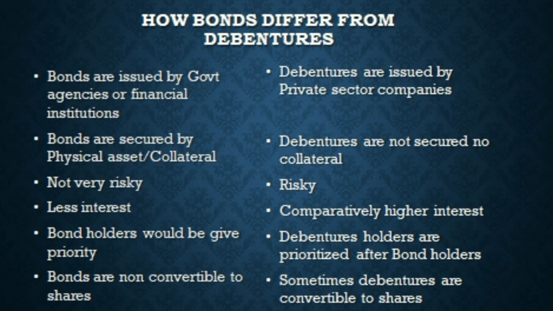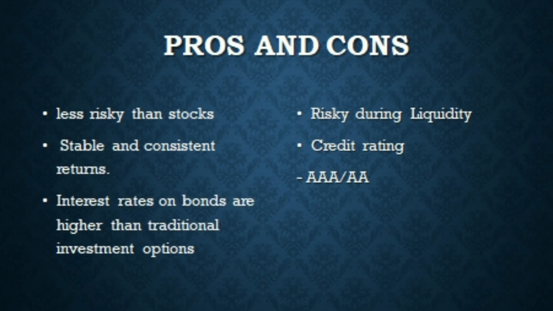During liquidation or when a situation of bankruptcy arises, bondholders are given higher priority than debenture holders. Bonds are non-convertible to shares, but sometimes debentures are convertible to shares. Every investment option comes with its own set of pros and cons. In the case of bonds and debentures, they are less risky than stocks, and when held till maturity, they offer more stable and consistent returns. And interest rates offered on bonds are higher than traditional investment options like FDs, RDs, and savings accounts.